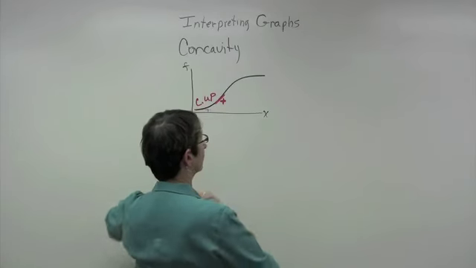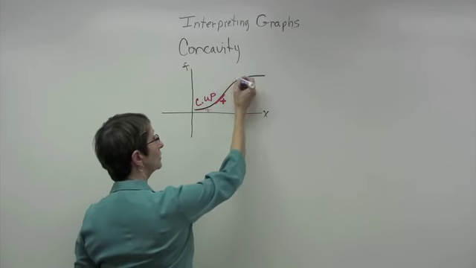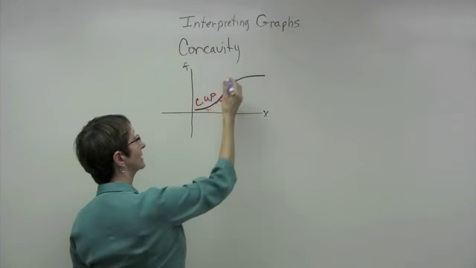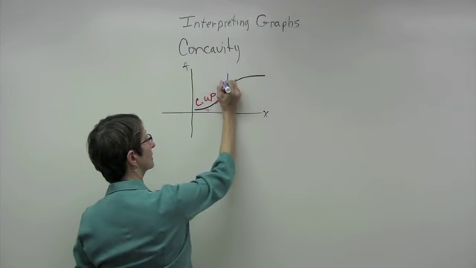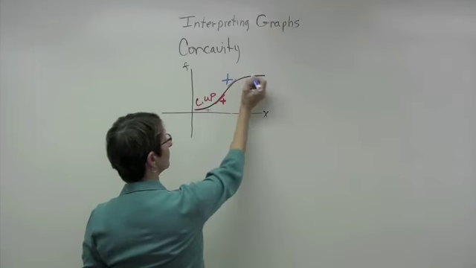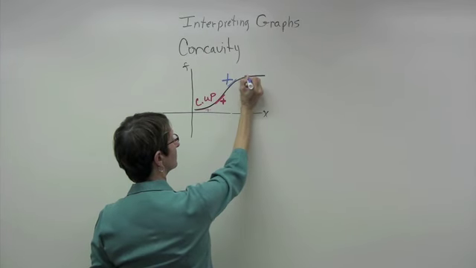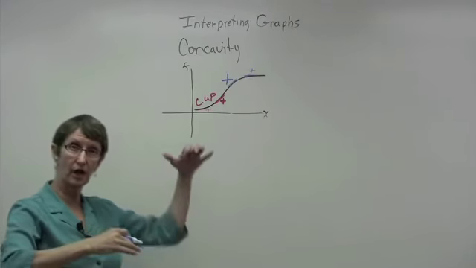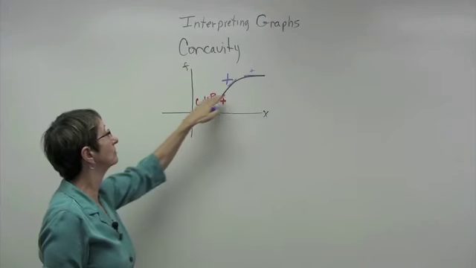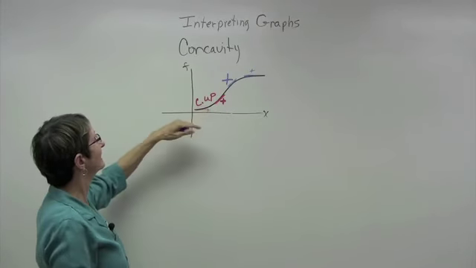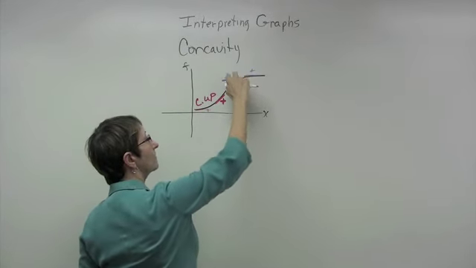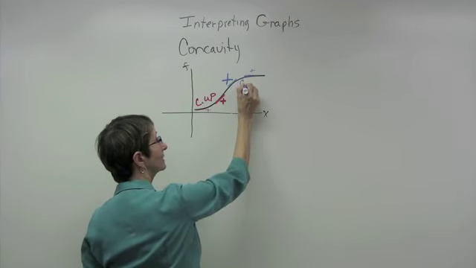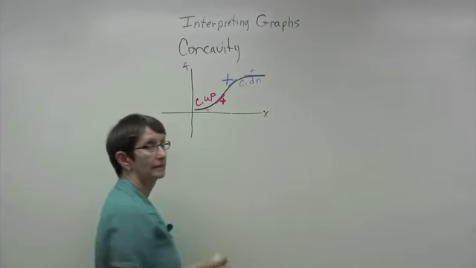However, as I get to the middle here and then continue to the right, up here I still have a positive slope and it's large. But as I move over here further, I have a positive slope, but it's small. I almost drew that one horizontal, but it's a positive slope. So here, my slopes decrease. And as my slopes decrease, this part is concave down.